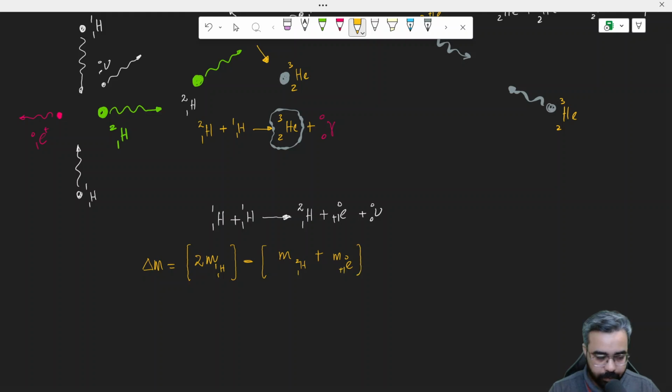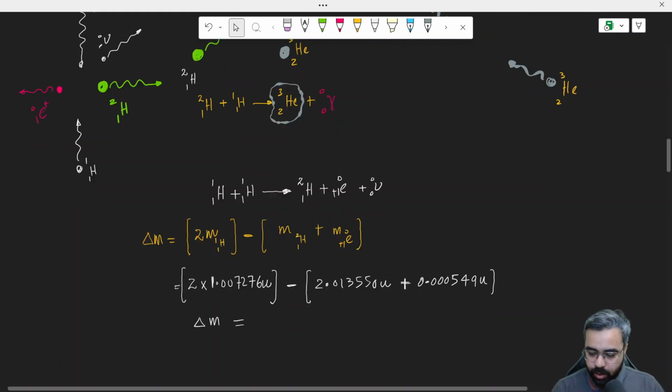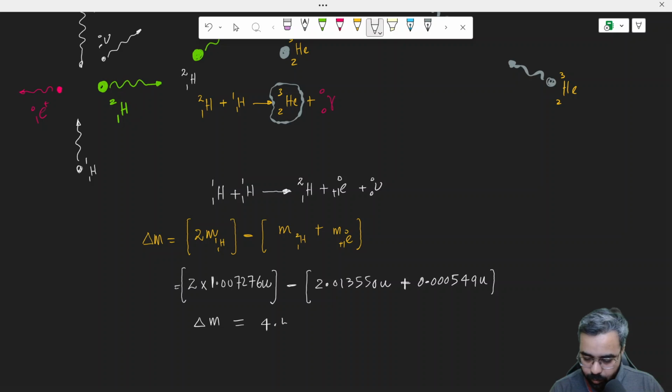Its mass is 2.013550 u. It's given in the paper, you can check. Plus, this is a positron, which has an equivalent mass to that of an electron, so it should be 0.000549 atomic mass unit. By taking the difference, we get the amount of mass converted into energy. So I'm going to calculate it. Finally, we see that the mass lost is 4.53 times 10 raised to the power -4 atomic mass unit.